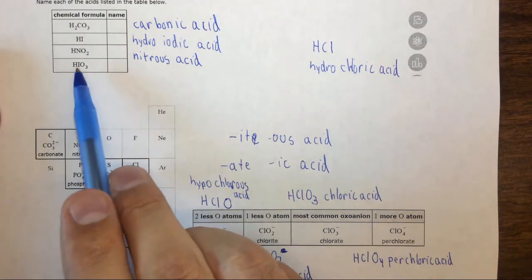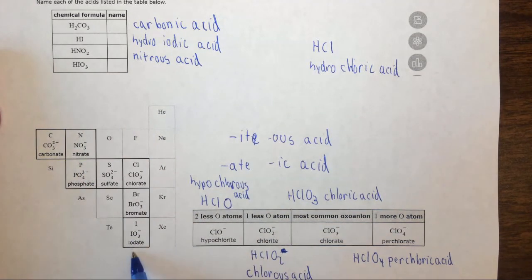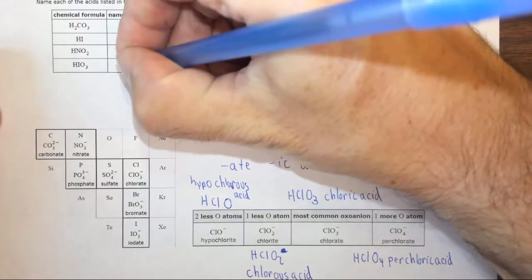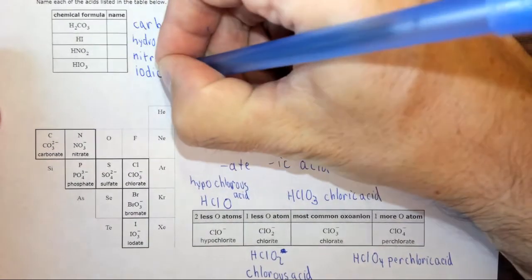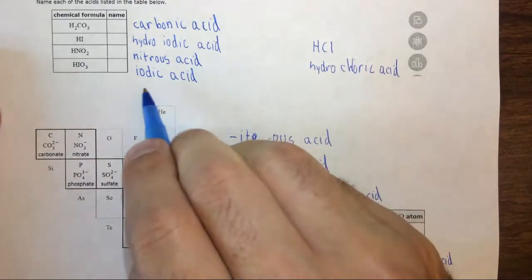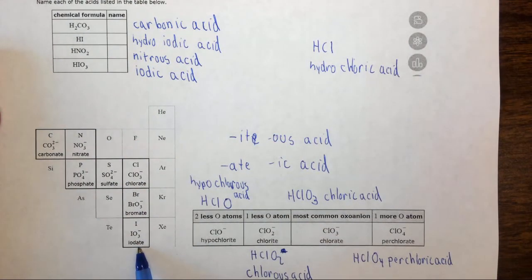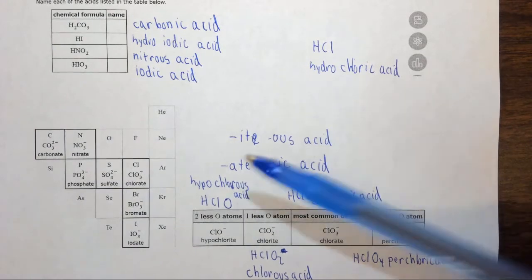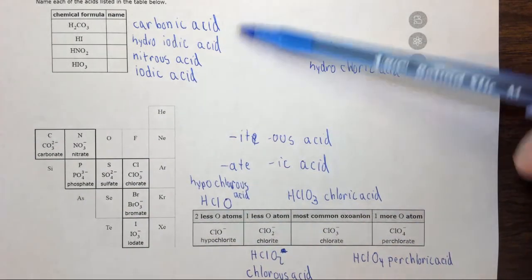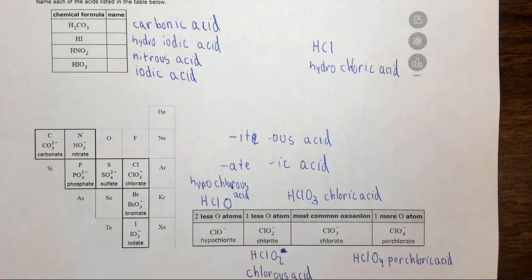Then, finally, we have HIO3. If we look at iodine, IO3 minus, iodate is the most common oxyanion. So this is iodic acid. We use IC acid because this is iodate. So with the oxyanions, we can convert their names to different acids.